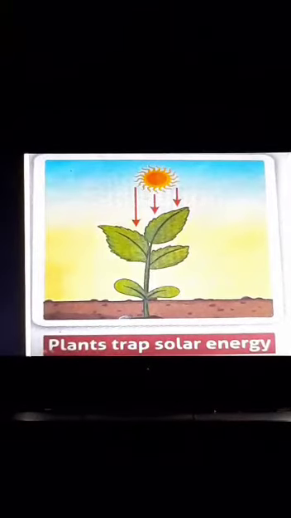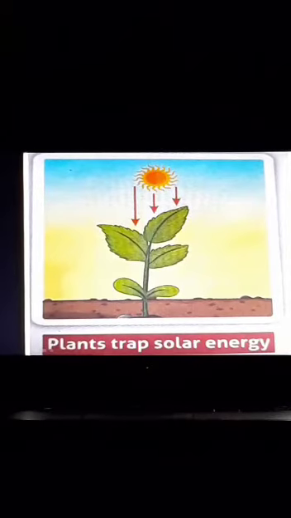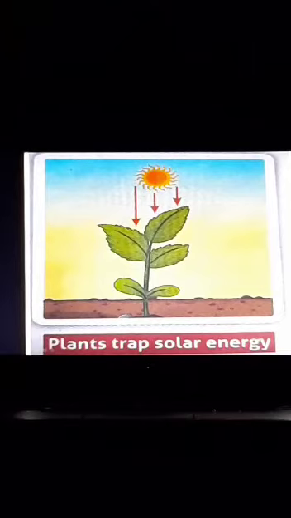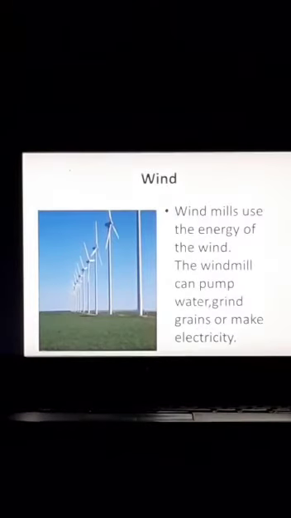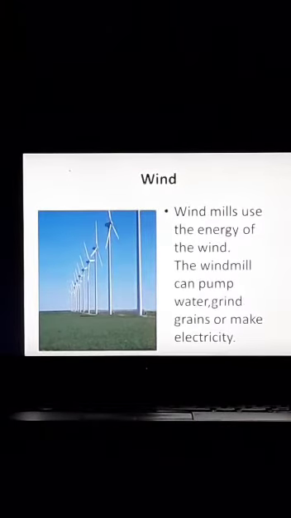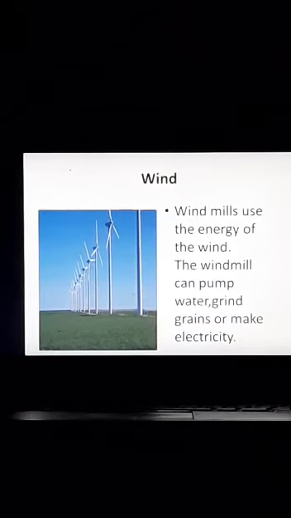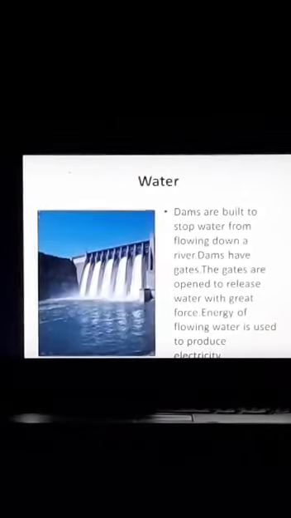The green plants trap this energy and make food. Plants, animals and human beings use this food to get energy. We get fuels such as wood and coal from the plants. And the second source of energy is the wind. Moving air is called the wind. When wind blows, it makes the clouds move. It moves the blades of a windmill. The windmill can pump water, grind grains, or make electricity.